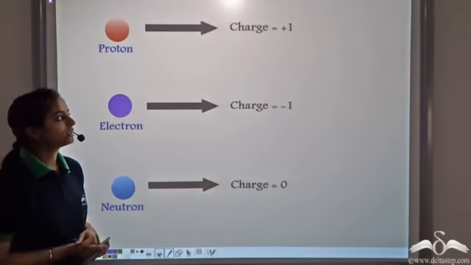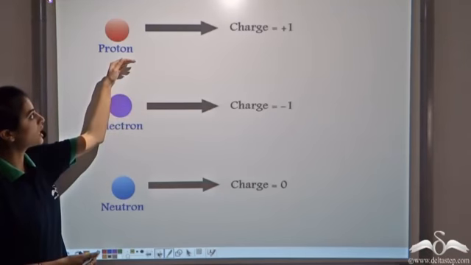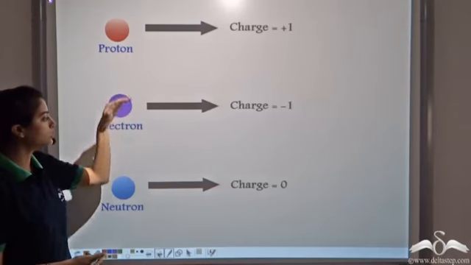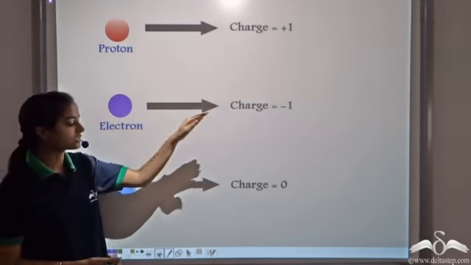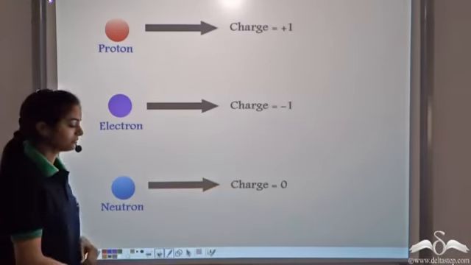So let's recall the charge of the 3 subatomic particles. The relative charge of proton is taken to be plus 1. With respect to the charge of proton, we get the charge of electron to be minus 1, and neutrons are neutral. Therefore, the charge of neutrons is 0.